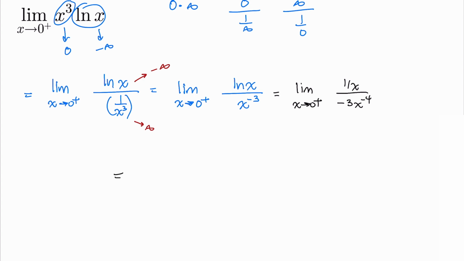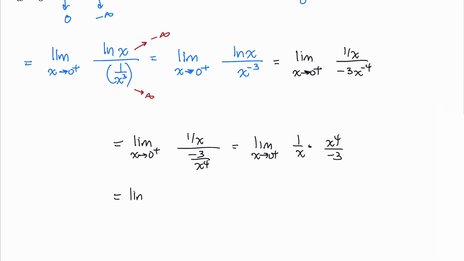So this is equal to the limit as x approaches 0 from the right. We have 1 over x over negative 3 over x to the fourth, which is the limit as x approaches 0 from the right, 1 over x times the reciprocal of that fraction, which turns out to be the limit as x approaches 0 from the right of x to the third over negative 3. We can now use direct substitution for this limit.